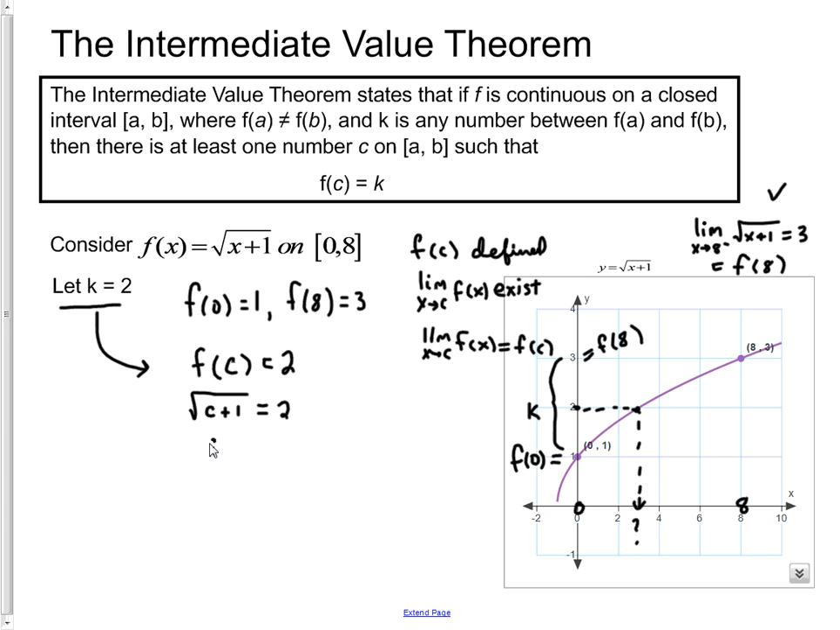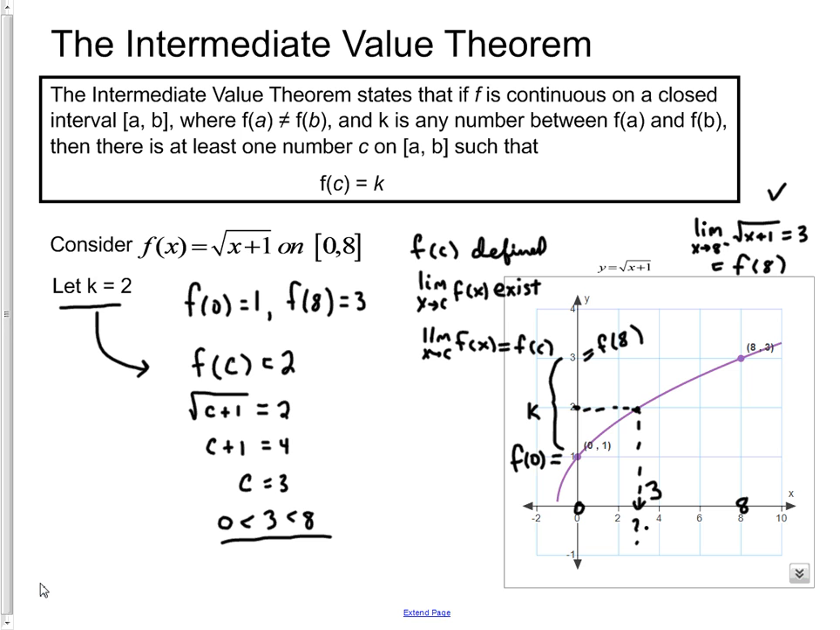Well, let's square both sides to get rid of the square root. The square root of c plus 1 squared is just c plus 1, so we square the other side and we get 4. And then by subtracting 1 on both sides, we find c equals 3. Well, 3 is definitely on the interval from 0 to 8. And visually, we know that this is going to be 3 down here. So, yes, by the conclusion of the intermediate value theorem, there is definitely one value for which f of c is equal to 2, and that value is 3. So it just verifies that this intermediate value theorem is correct.